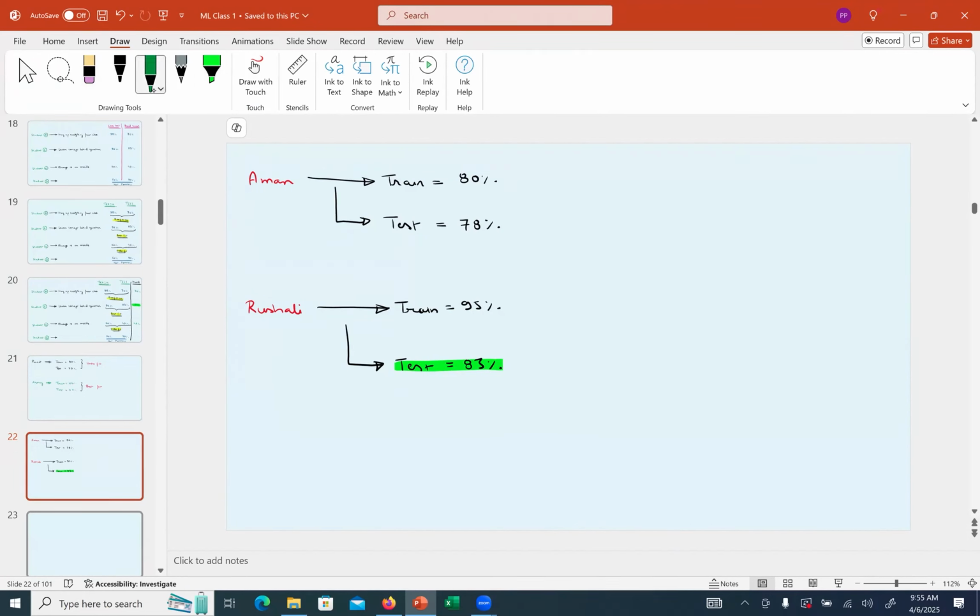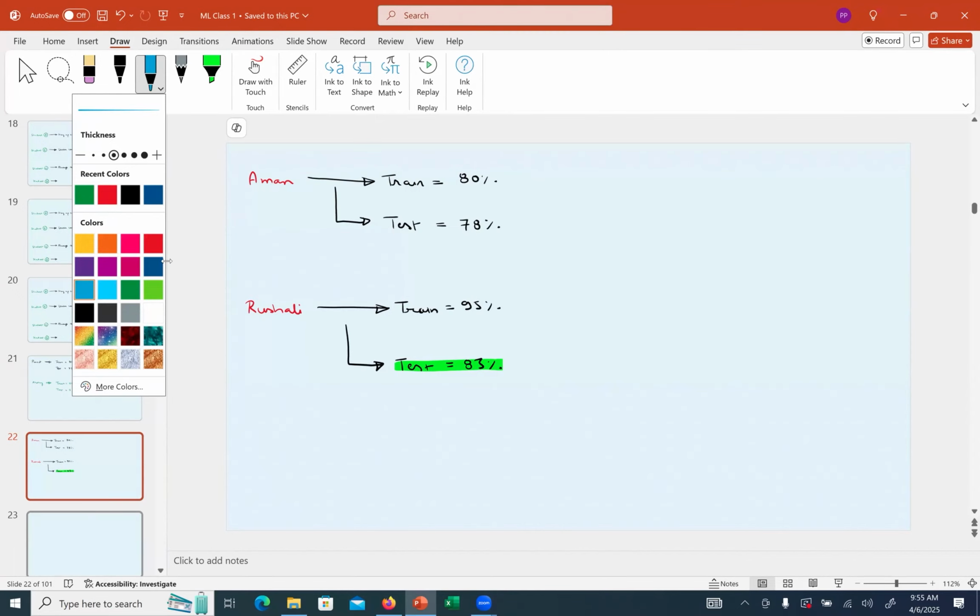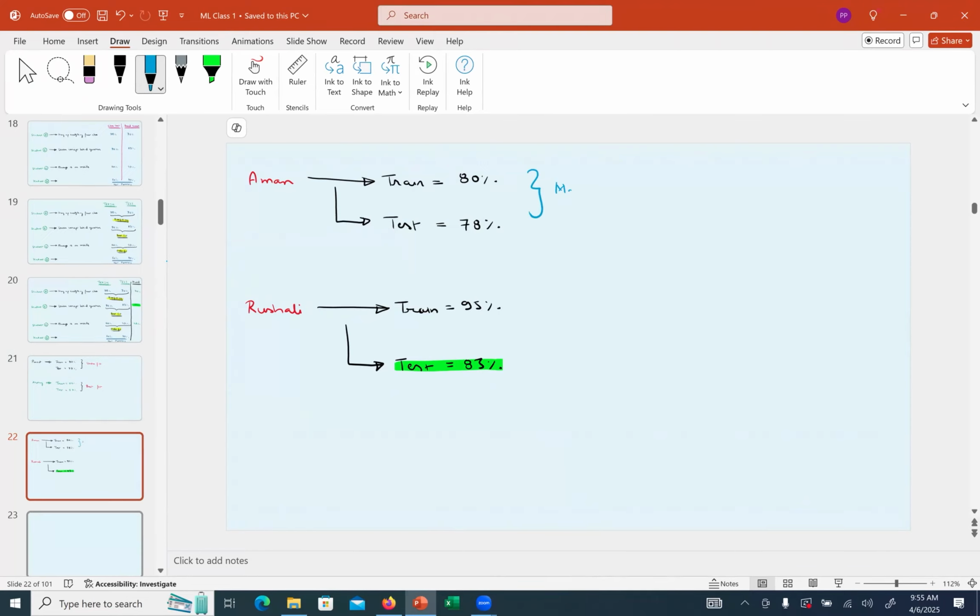Why? The reason behind that is, as you guys have already said, here the model accuracy is 78%, and here my model accuracy is 83%. So this model is definitely better as compared to this model, right? But this difference that you have between training data and test data, right? Training data accuracy is 95%, test data accuracy is 83%.